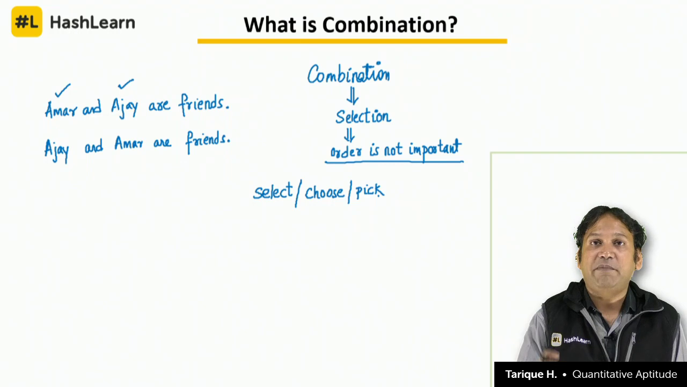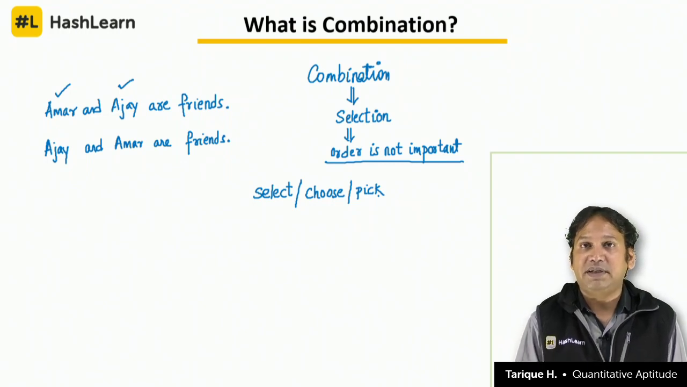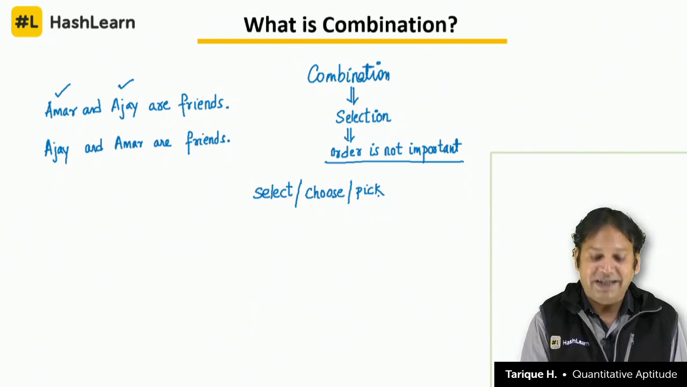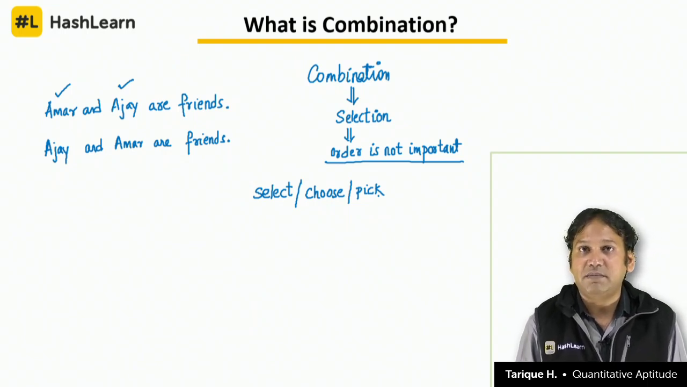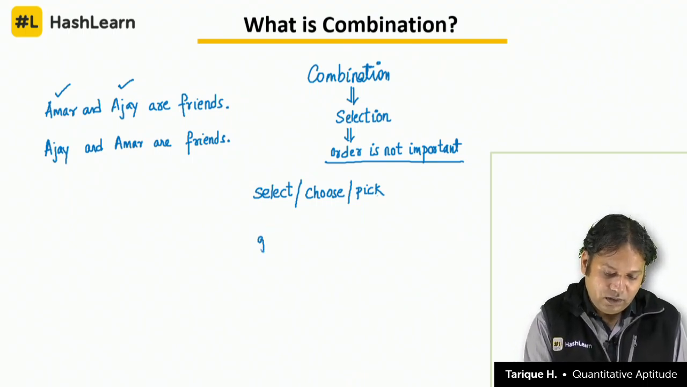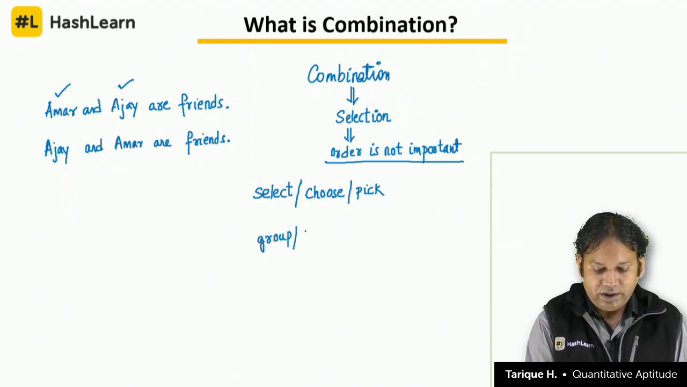If I have to choose 5 persons from a class to represent a team, then that's again a question of combination. And same way, if the word select is there, that's again a question of combination, because combination deals with selection. Also, you see any question that has the word group, how many ways we can make a group of 5 persons or a team of 5 persons, in how many ways we can make a committee of 5 men and 6 women.